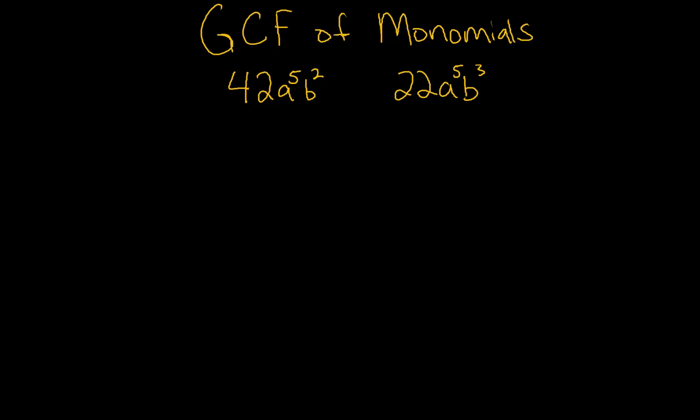Welcome everybody. In this video we are going to find the greatest common factor of monomials. Here we are given two monomials and asked to find the greatest common factor of the two of them. The way that we do this is we break each one down into its prime factorization, the factors that are prime numbers that give us the value of the monomial. Let me show you a little bit what I'm talking about.